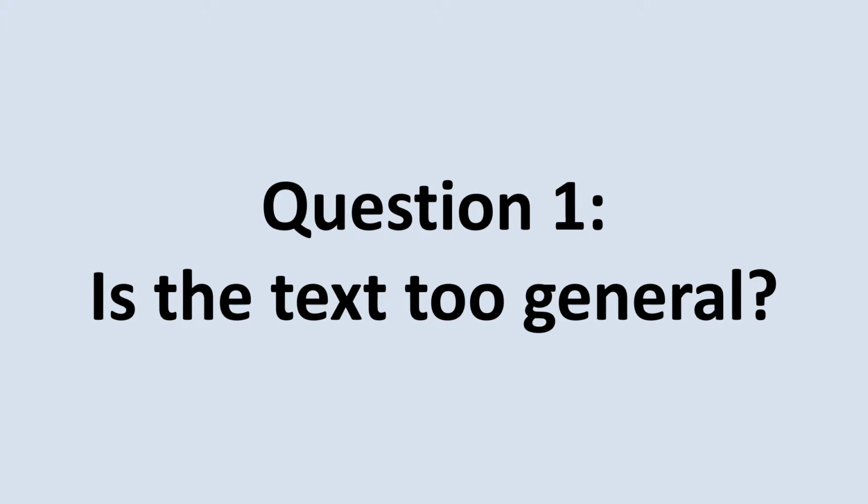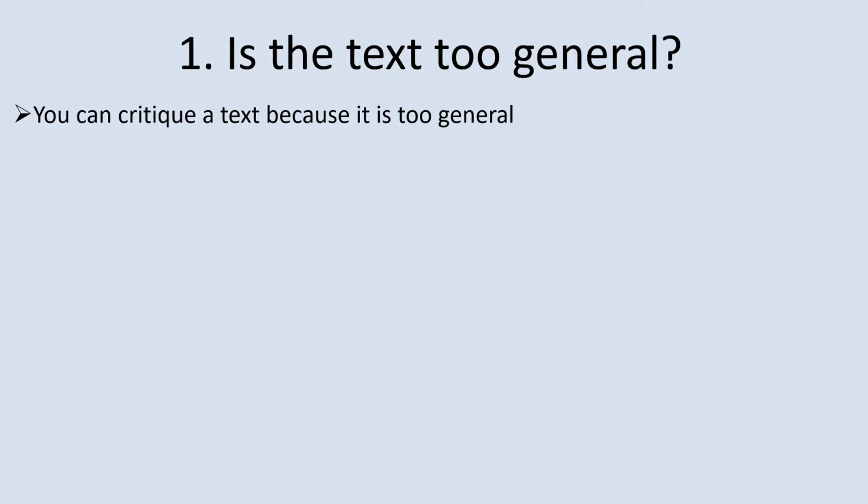Question 1. Is the academic text too general? You can critique a text directly because it is too general. If you see a journal article or a book that takes a broad approach, a general approach, you can critique it. We are not attacking the text directly. We are not saying that the article is incorrect or that book is incorrect. We are just saying that it's too generic for us.